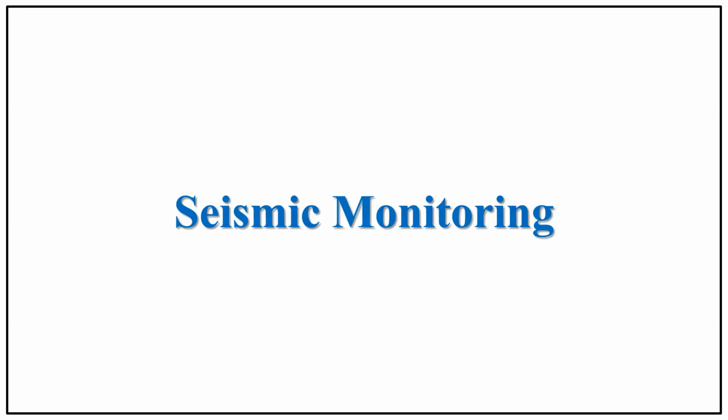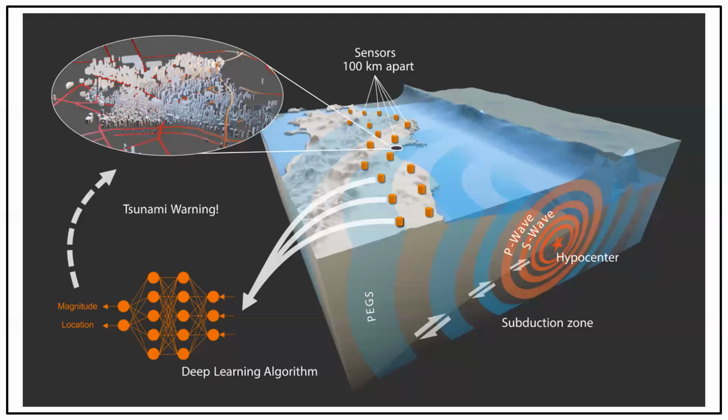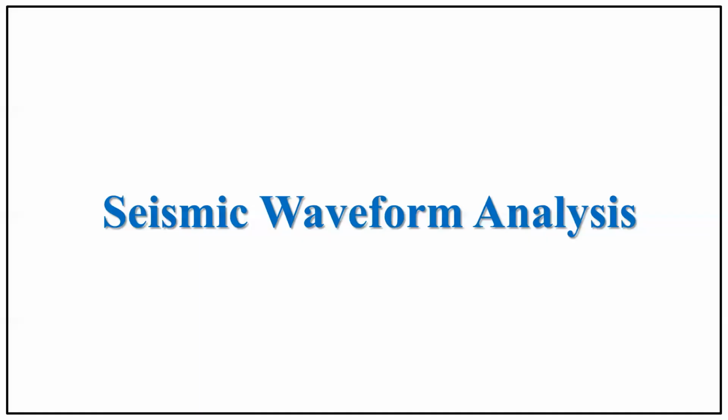Seismic monitoring. Seismic monitoring involves the deployment of a network of seismometers to record ground motion and detect earthquakes. This methodology allows for the real-time detection, location, and characterization of seismic events. Continuous monitoring provides essential data for earthquake early warning systems, rapid response, and seismicity studies.